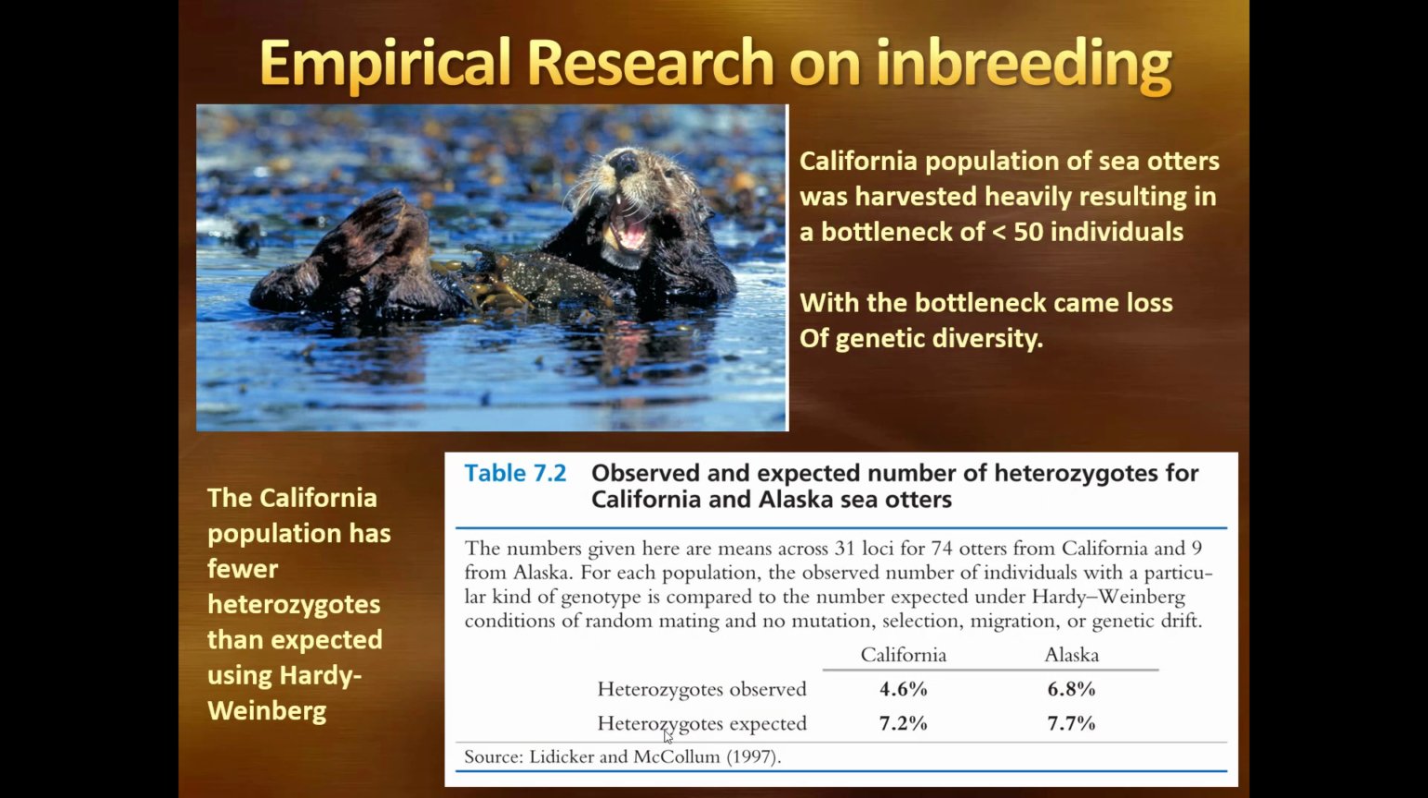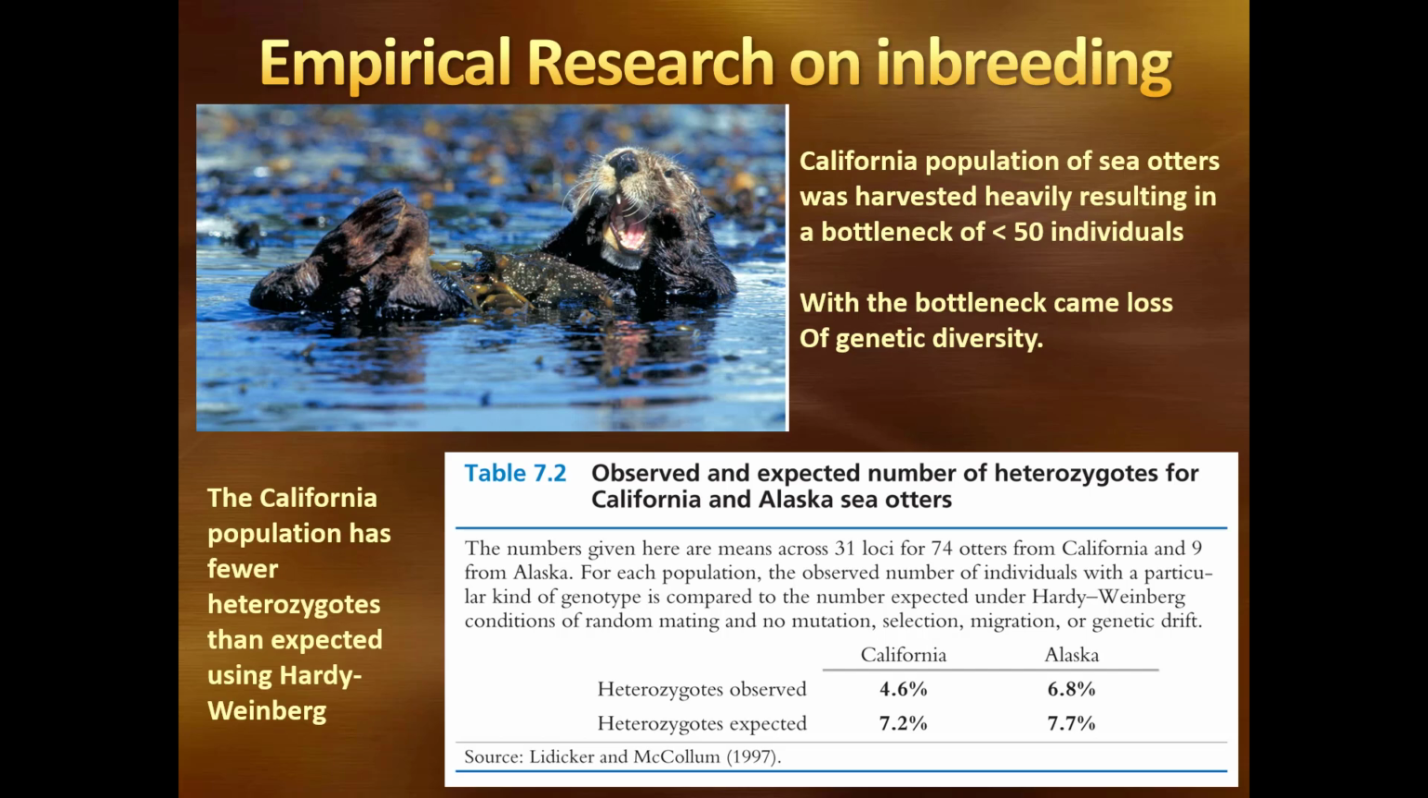These are some empirical data from sea otters. We're looking at 2 different populations here, the California and Alaska populations of sea otters. The California population of sea otters was harvested very heavily, and it went through a bottleneck where there were probably fewer than 50 individuals. Of course, anytime you go through a bottleneck like that, you end up losing a lot of your genetic diversity, because random genetic drift causes some alleles and certain combinations to be lost.